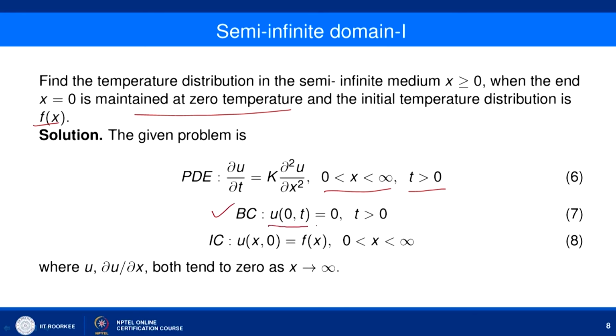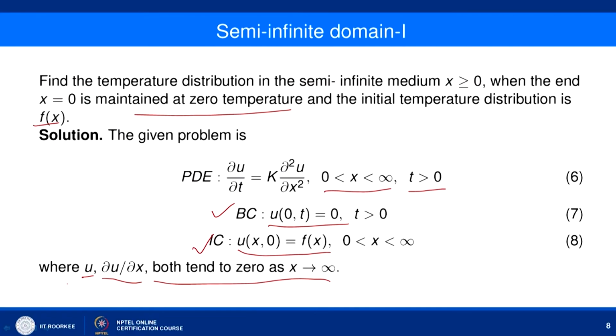The boundary condition is that the point x equal to 0 is kept at 0 temperature, that is u(0,t) equal to 0, and the initial condition is that u(x,0) is equal to f of x when x is lying between 0 to infinity. And here, as we have assumed before, our temperature and its derivative with respect to x both tend to 0 as x tends to infinity. Whenever we consider any semi-infinite problem, we always assume these kinds of conditions, that u and its partial derivatives tend to 0 as mod of x tends to infinity.